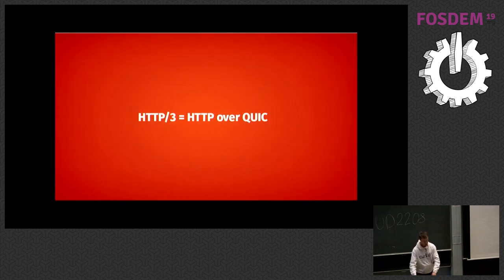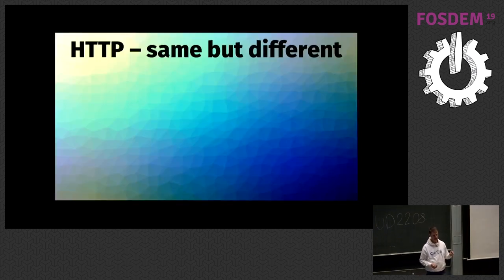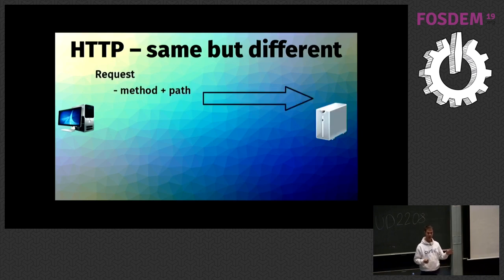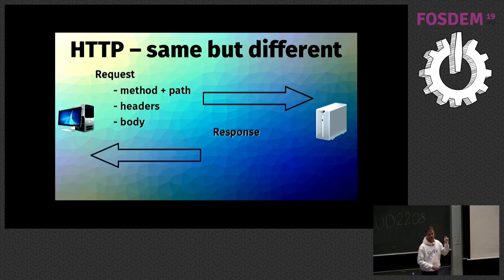So HTTP 3 is then HTTP over QUIC. And just to emphasize, this is again changing HTTP, but HTTP remains the same, but not the same. HTTP is still, that's me and that's the server, and we still do requests, like we've always done. There's a method, the verb, get, post, put, and there's a path, and there are headers in the request, and there's a body in the request if we do a post or put. Exactly like before. Most of us will just think of HTTP like this, and there's a response, and there's a response code, there are headers, and there's a body. Like there's always been, and this is going to remain.